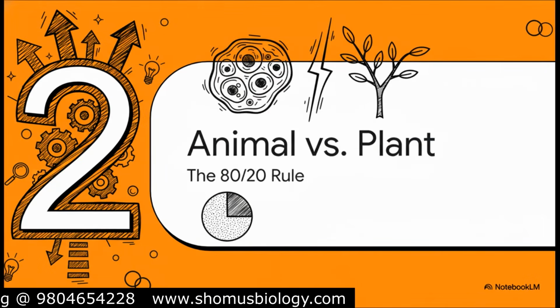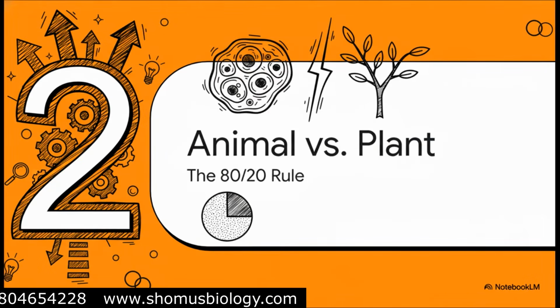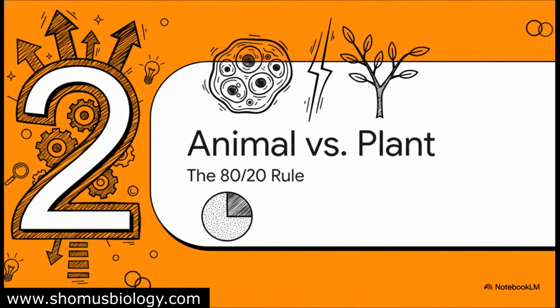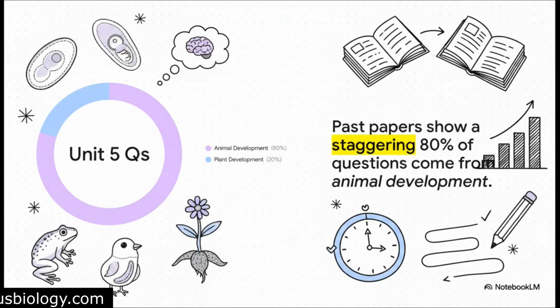Okay, so now that we know some of the key ideas, let's zoom out a bit. Because maybe the single biggest strategic secret to cracking Unit 5 isn't just what you study, but understanding the balance of your focus. Just look at this. It's what we call the 80-20 rule.